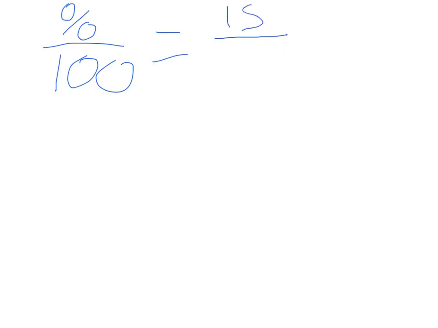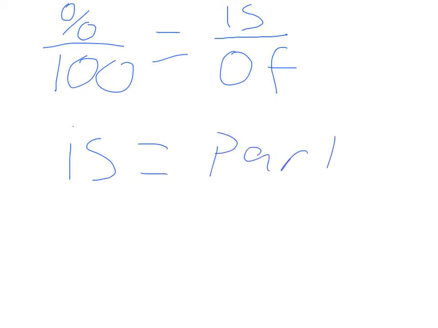So we know that I can write a percentage as percent over 100. This denominator is always 100, equals, and then I can do a fraction here. So this fraction with my formula, I'm just going to go ahead and write is on top and of on the bottom. Is is always going to be on top, and of is always going to be on the bottom. Also, we know is is the part of the formula, and of is the total.